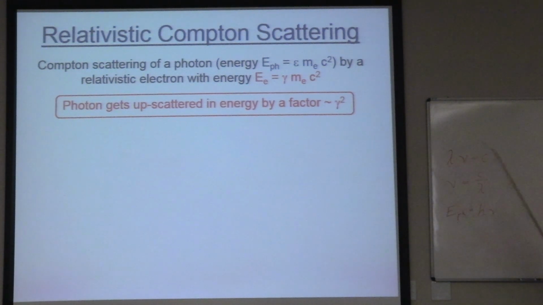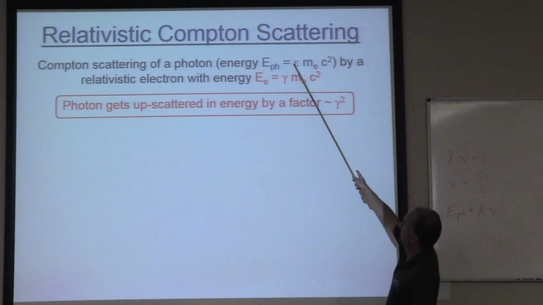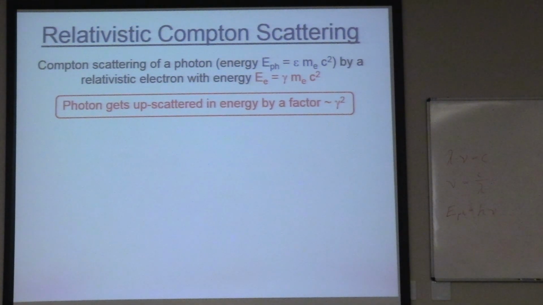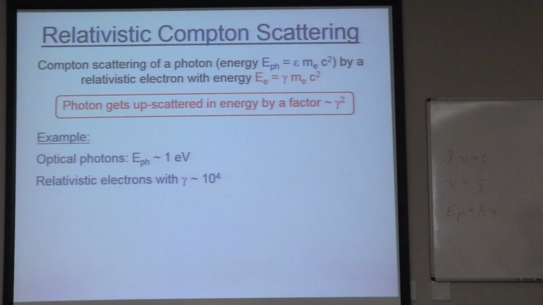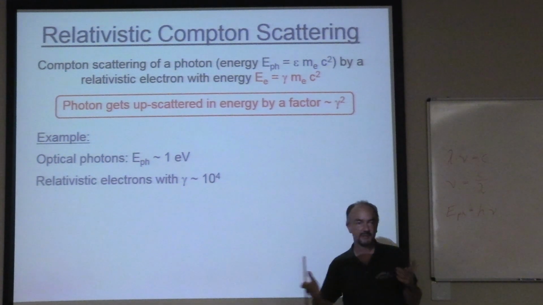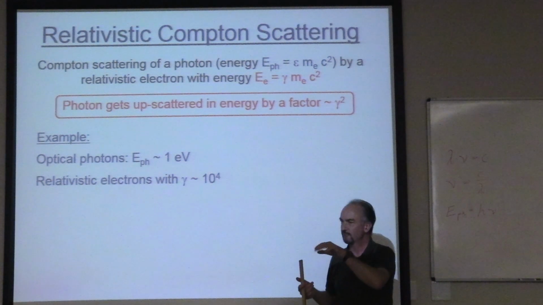So that summarizes that. An electron with Lorentz factor gamma scatters the low energy photon and boosts it up by gamma squared. So if we take an example, say optical photons, visible light photons have about an energy of an electron volt. Everybody's familiar with the energy unit electron volt.